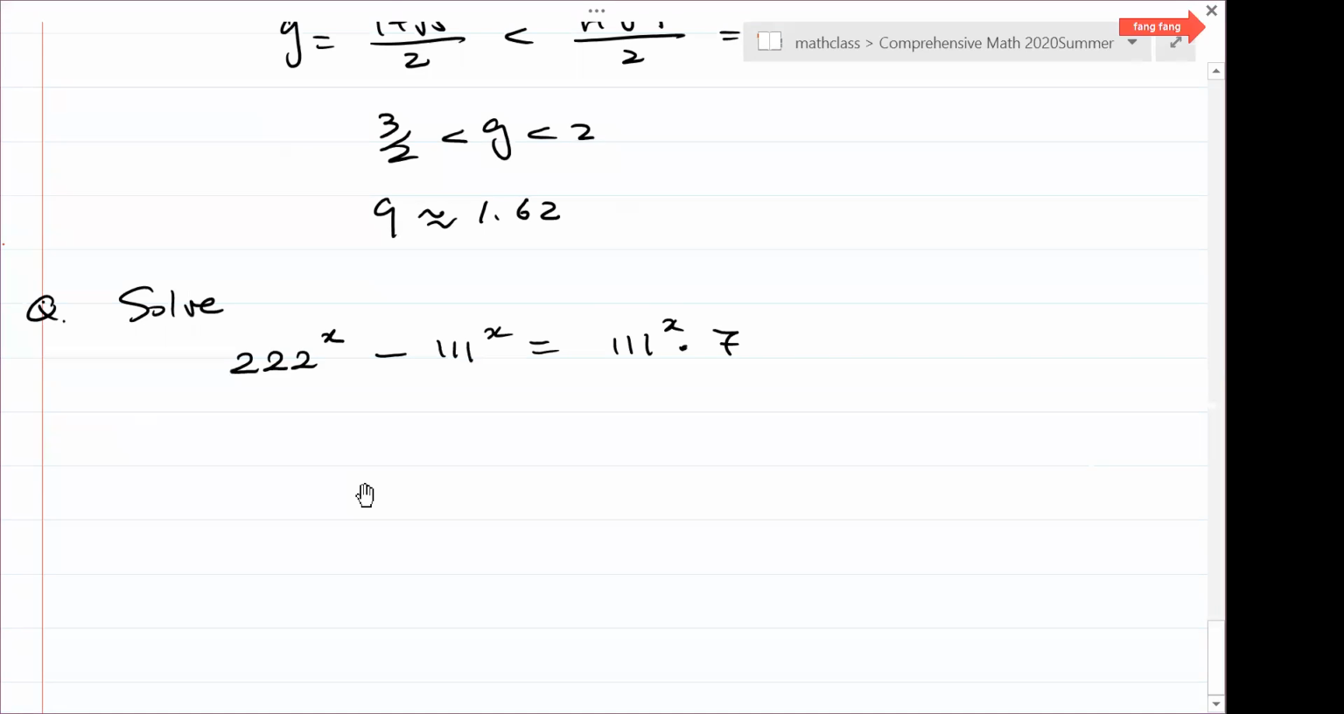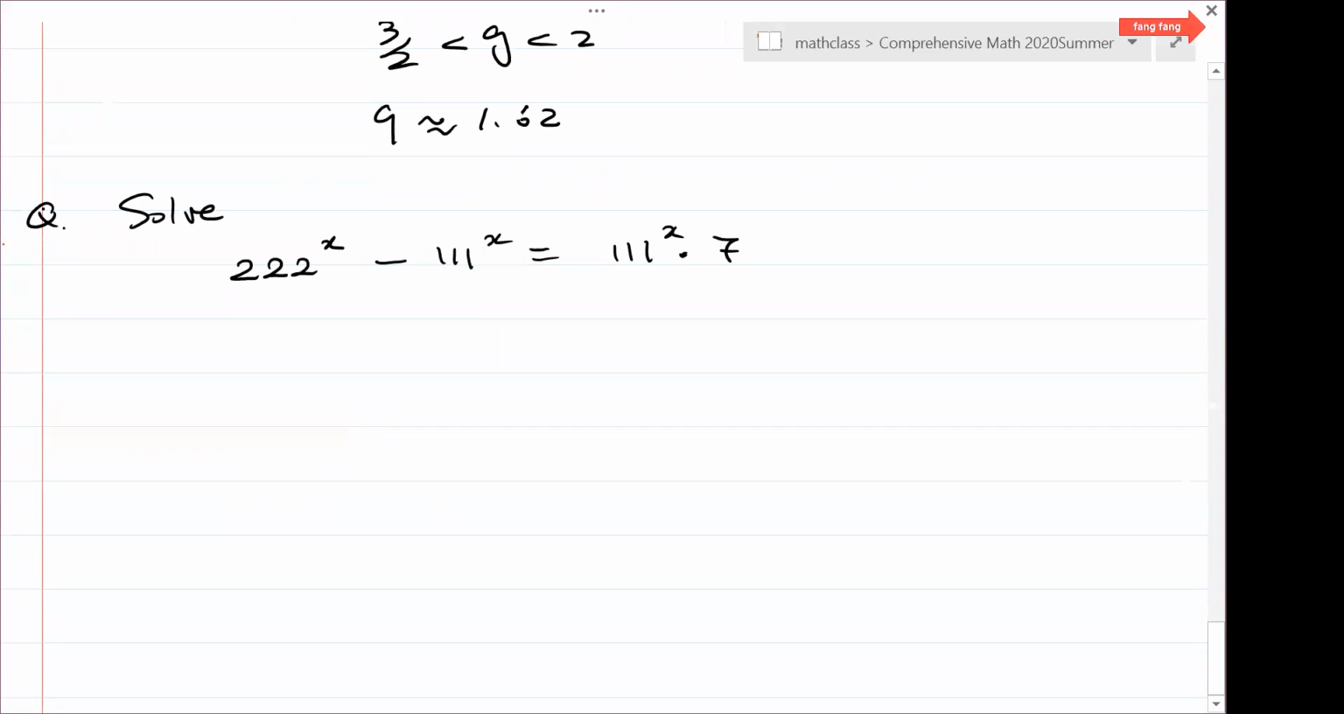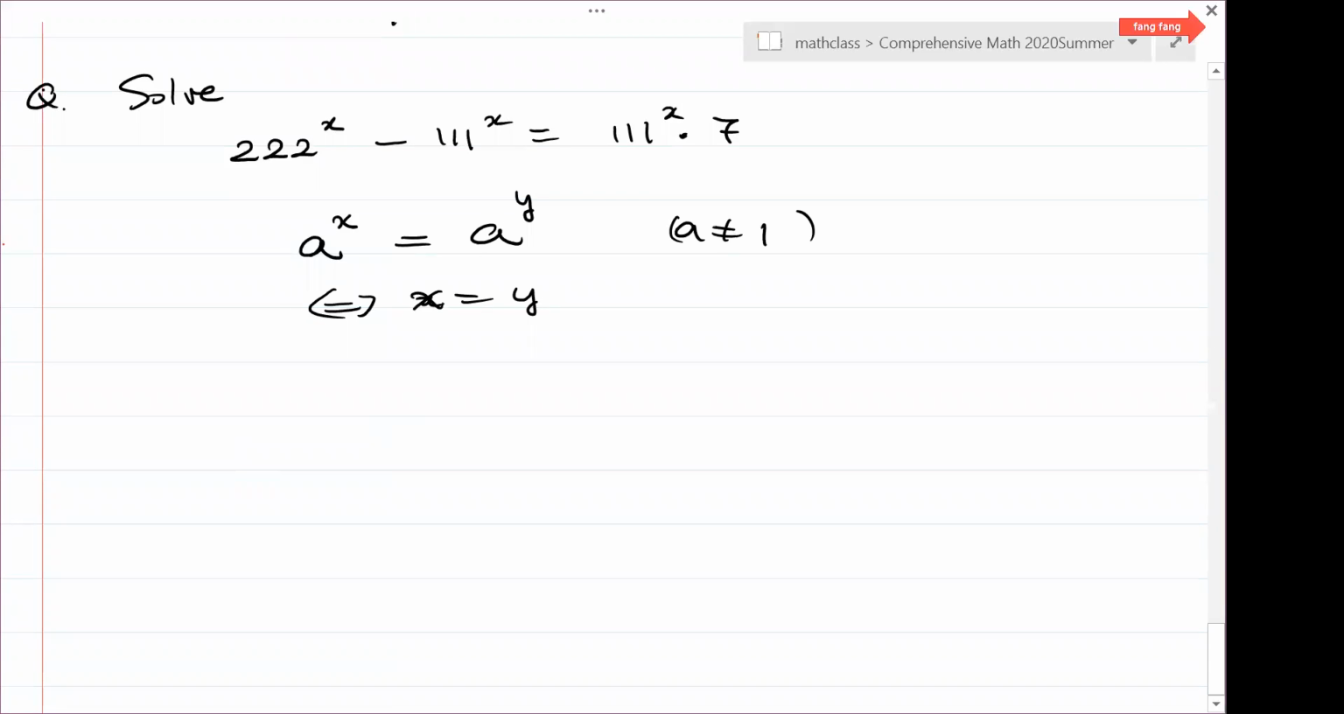Otherwise it's a very large number to some power. Before we solve the problem, let's talk about the exponential function. So you have a number a. We know that if you have this equation, where a is not 1, then it implies that x should be equal to y. So if we are able to simplify the above equation into a simple form, you can solve it.